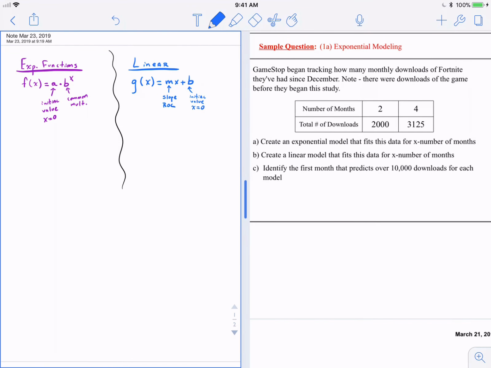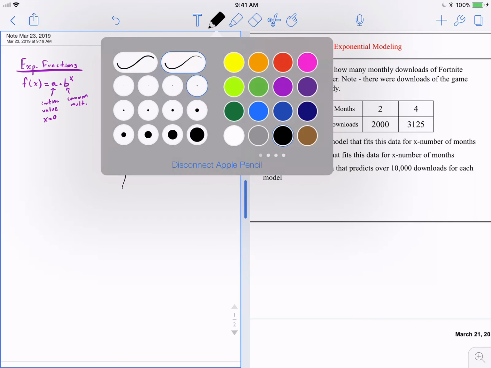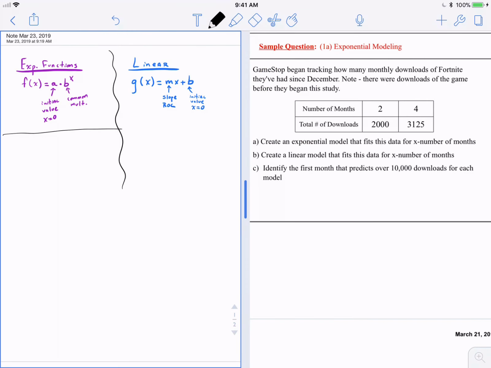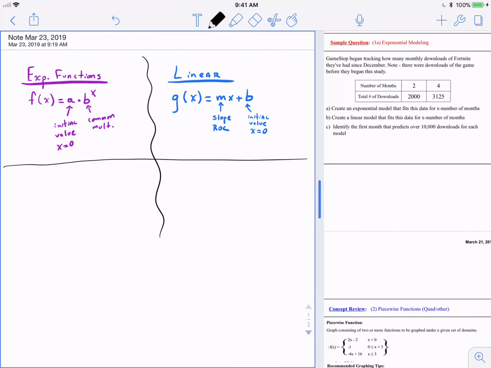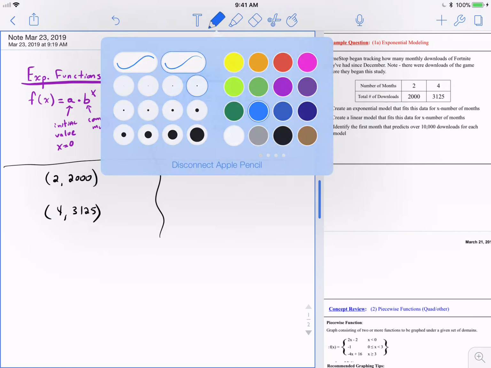So now that we have those down, let's go back to the actual data that we have here. We have 2 months, there's 2,000 downloads, and after 4 months there's 3,125. So I'm just going to record those as points here: 4, 3125. So I'm going to start with exponential.